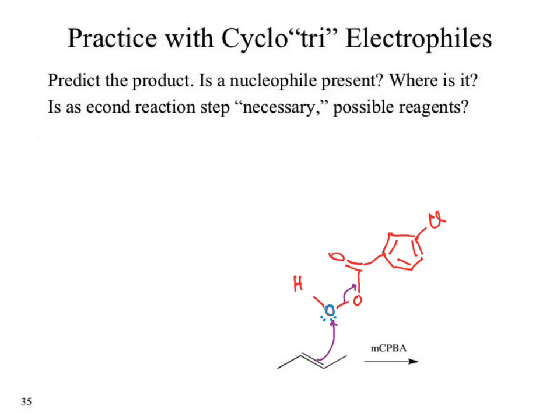It would exceed its octet. It currently has 4 pairs of electrons around it. We're adding another pair in, which would mean we exceed the octet. So what do we do? We break the pi bond.